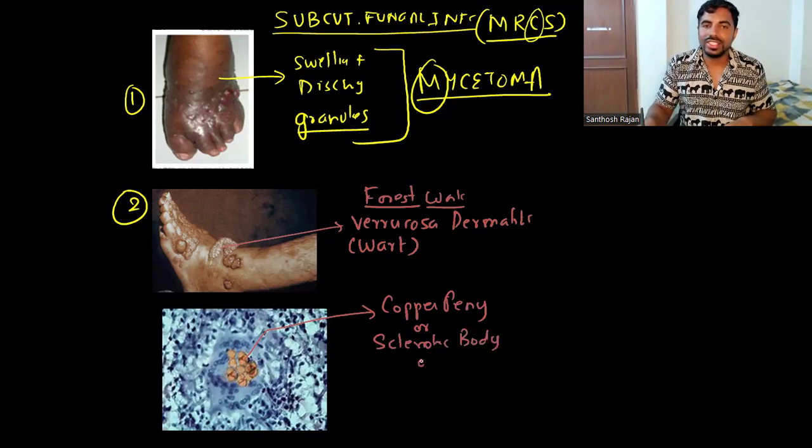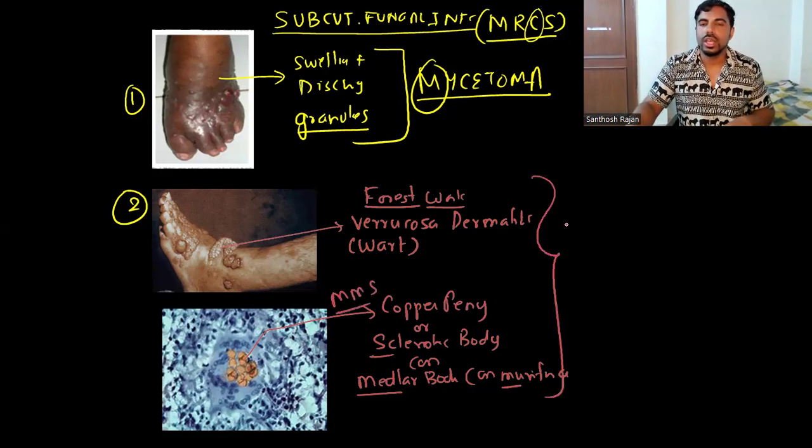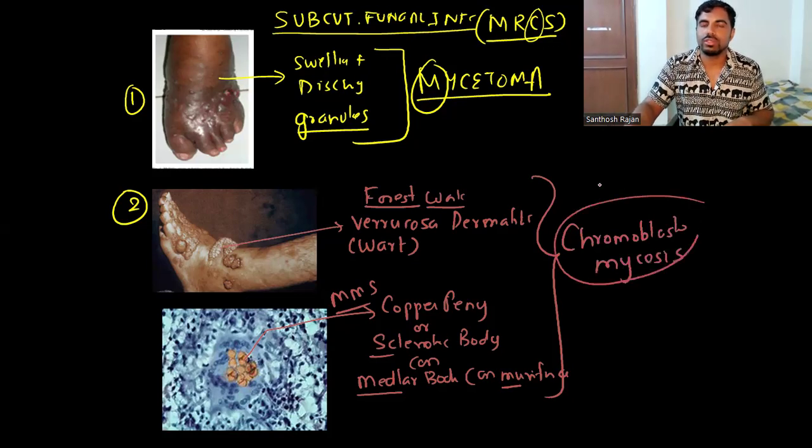I think you already guessed. It is also called Medlar body, sclerotic body, or muriform cells. Muriform cell, we forgot MMS. Okay, MMS: Medlar, muriform cell. The shortcut is MMS. This picture you can definitely expect. And what is the disease? It is basically chromoblastomycosis. Chromoblastomycosis is the diagnostic feature.